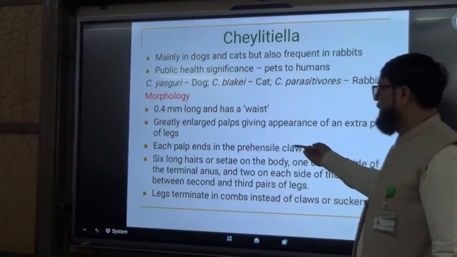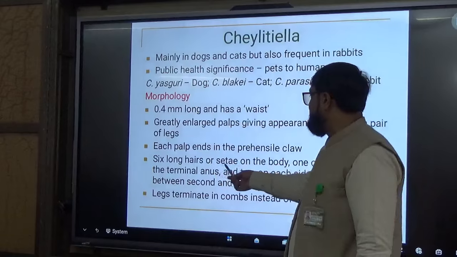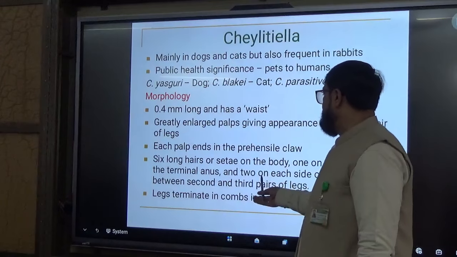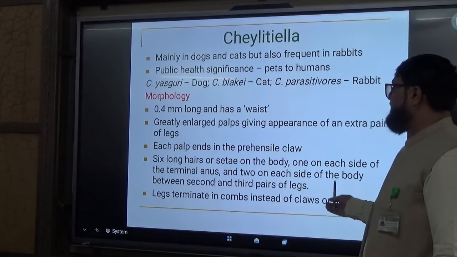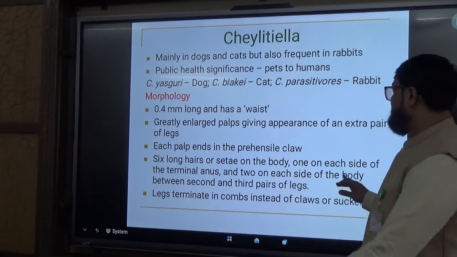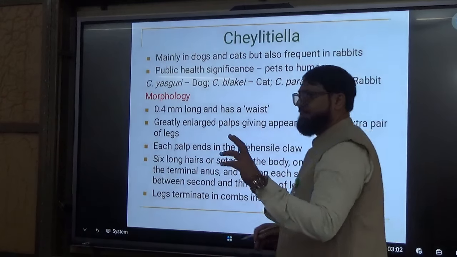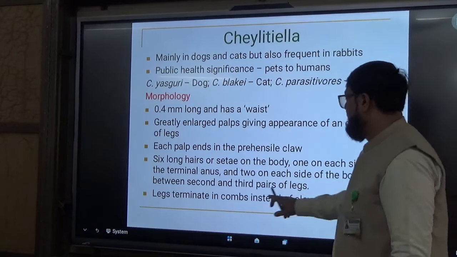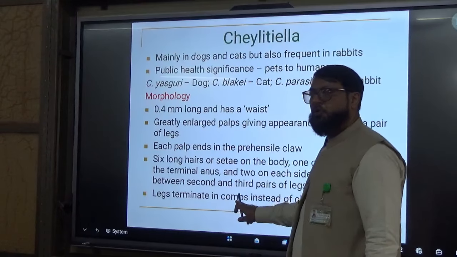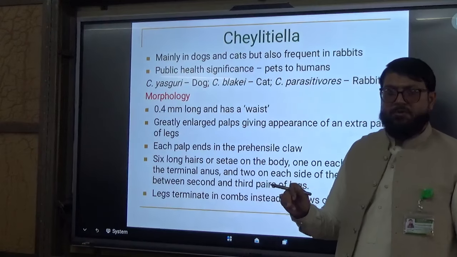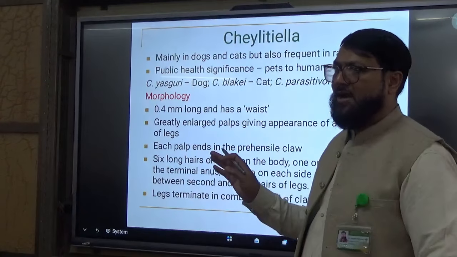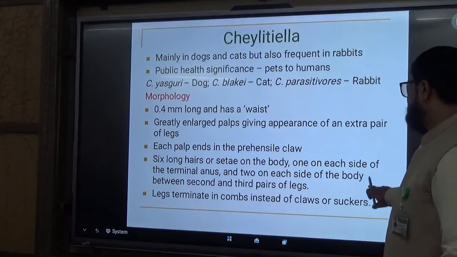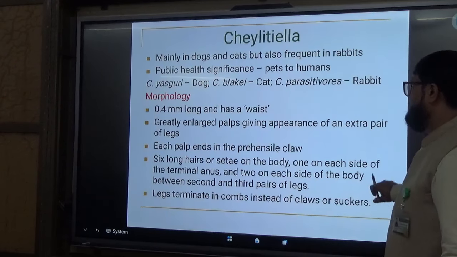That's again a different thing. Six long hairs or setae on the body, one on each side of the terminal anus, and two on each side of the body between the second and third pair of legs. So this is just the arrangement of the six long hairs on the body. And the legs are terminating in combs. In fleas you have talked about combs. So similar kinds of combs are replacing the suckers here, instead of claws or suckers.